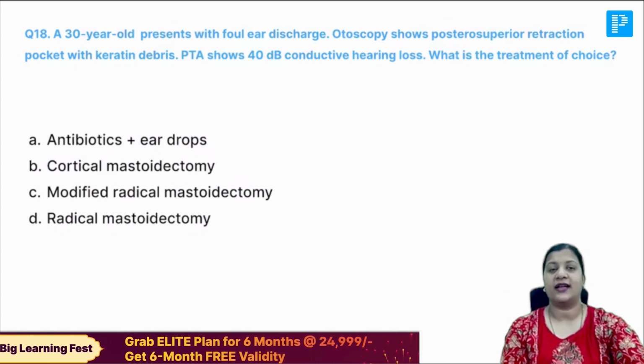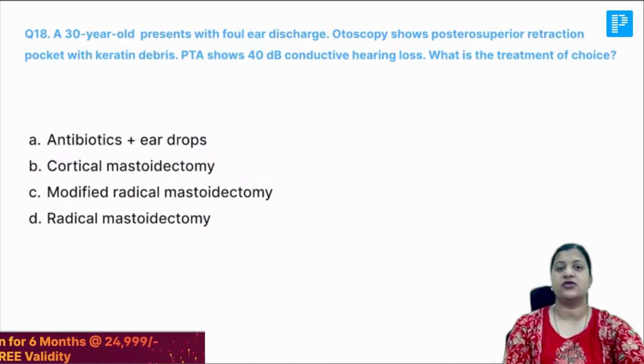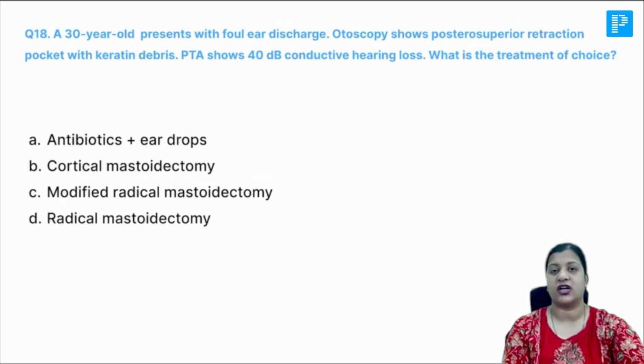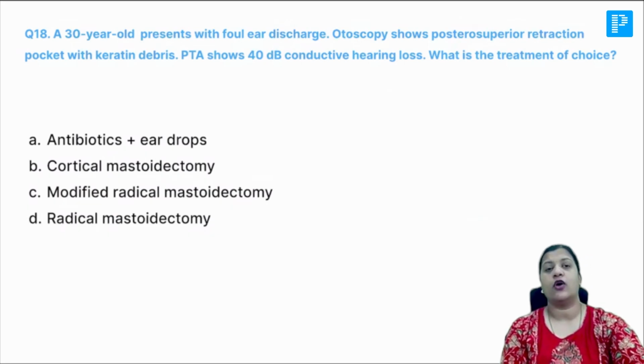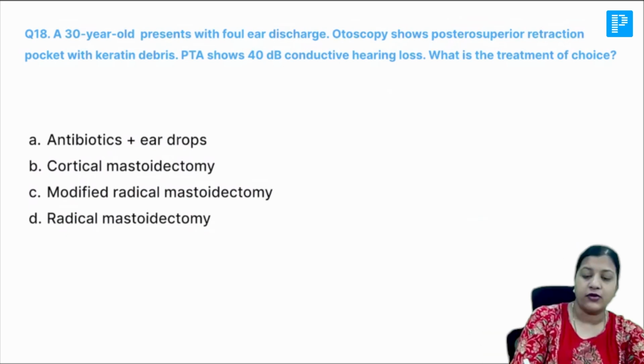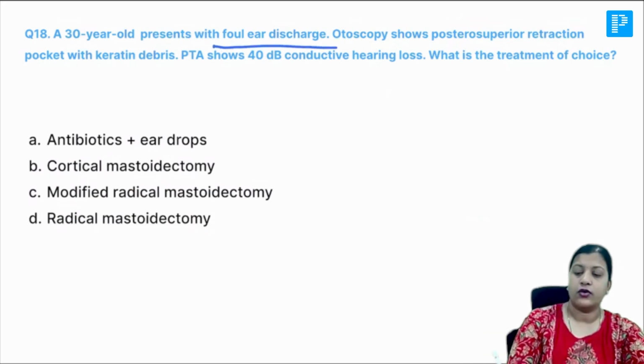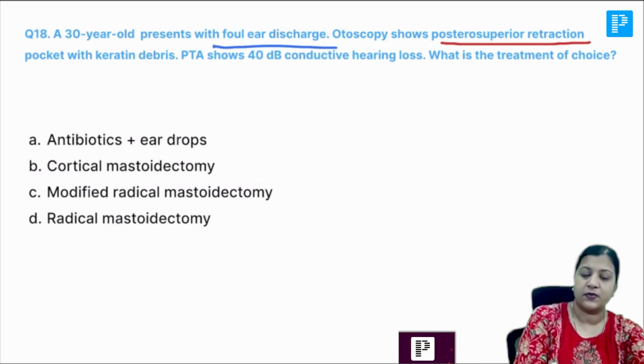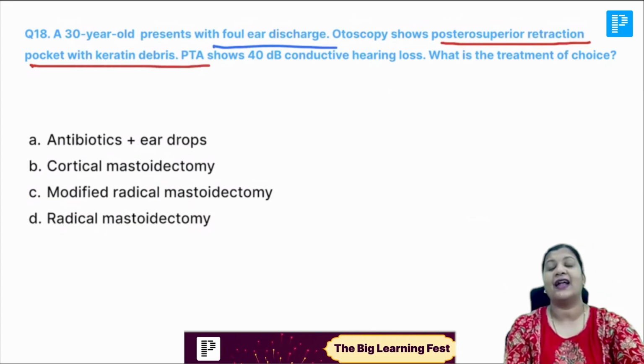So now let's go to the next question. A 30-year-old presents to you with foul-smelling ear discharge. Otoscopy shows posterior superior retraction pocket with keratin debris. PTA shows 40 decibel conductive hearing loss. What is the treatment of choice? See, very easy, foul-smelling discharge. Otoscopy showing to you posterior superior retraction pocket with a keratin debris.